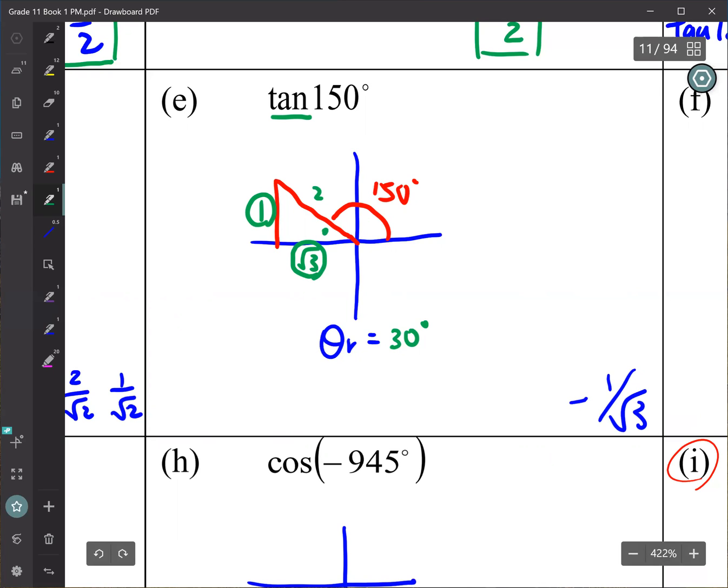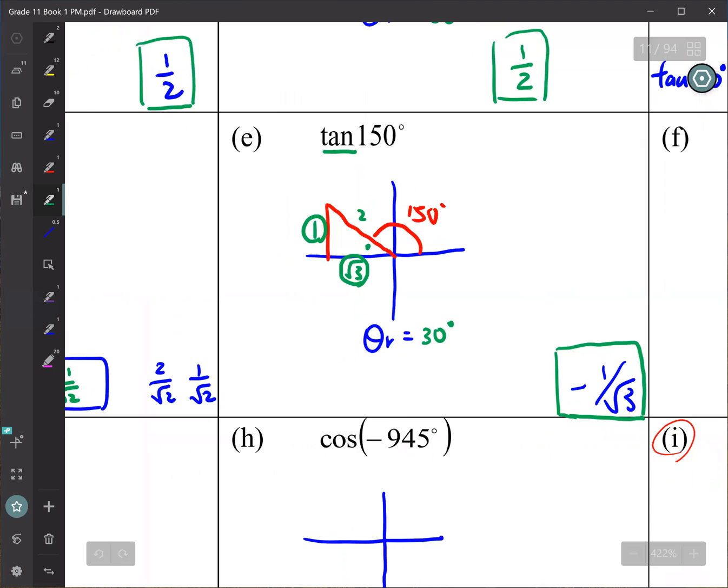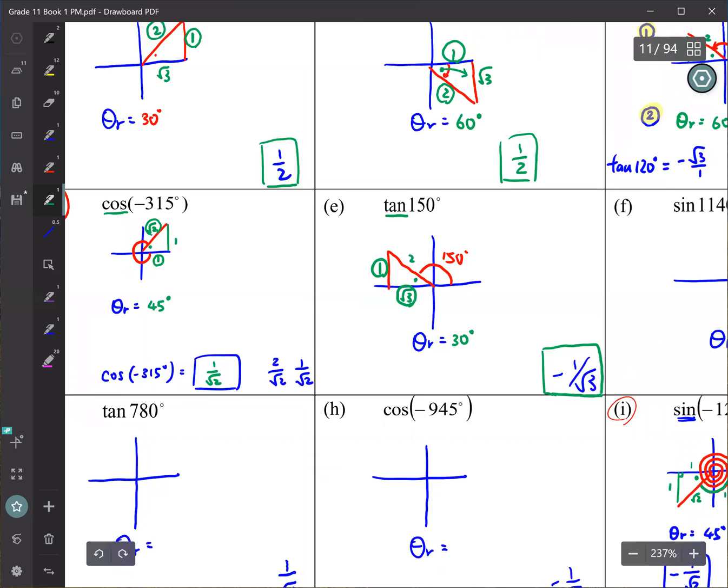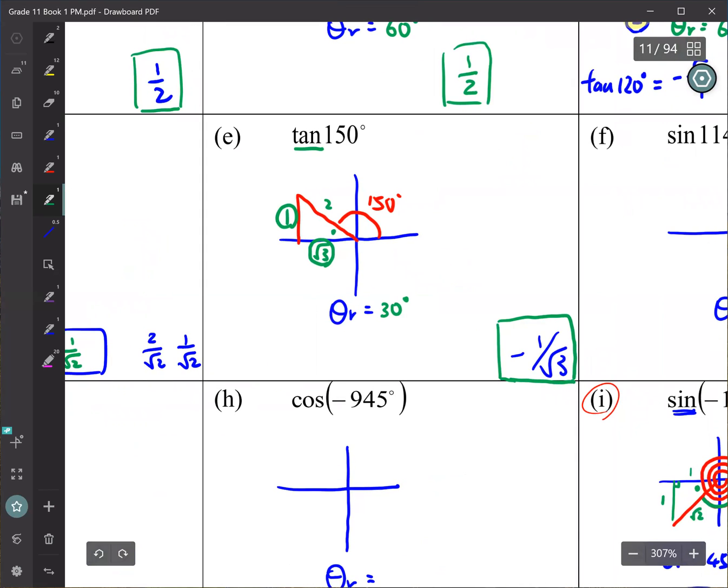So 1/√3. And this is in quadrant 2. Quadrant 2 is only sine is positive. Everything else should be negative. Okay, very good. You remember to put negative sign. Only sine is positive there. Anyone has questions?